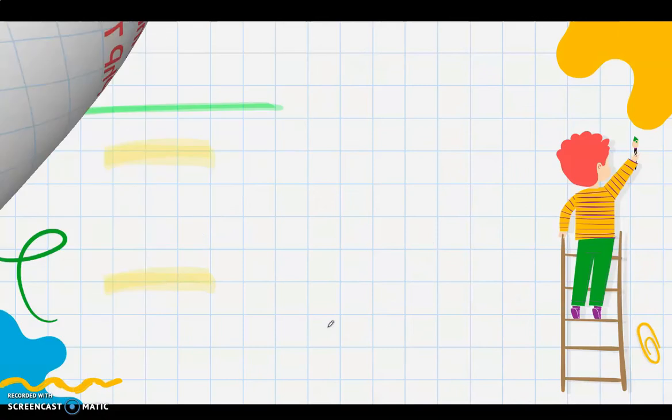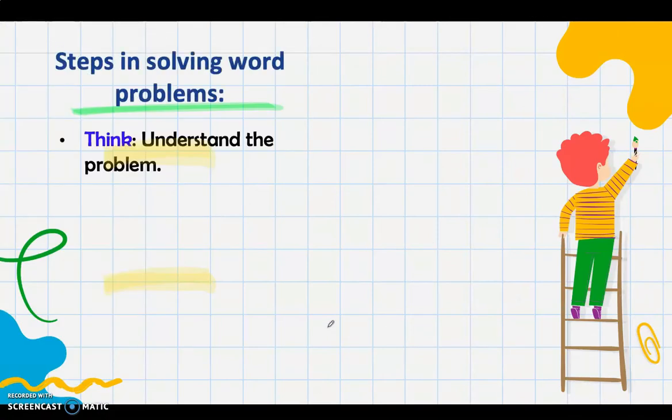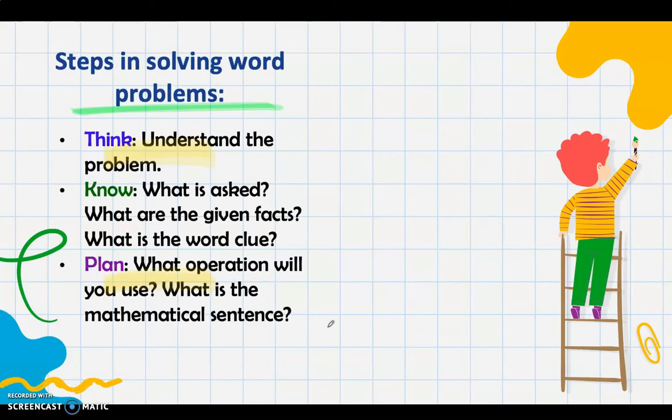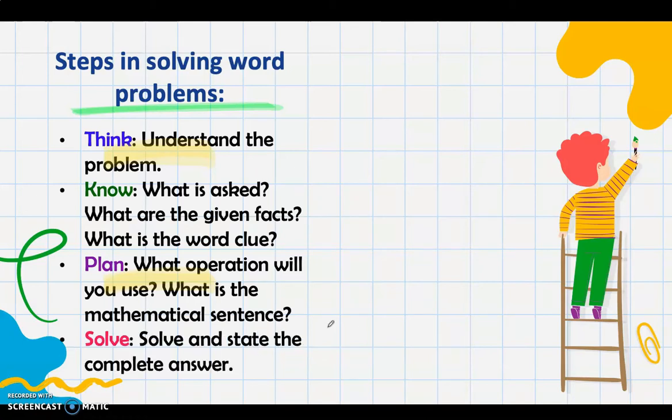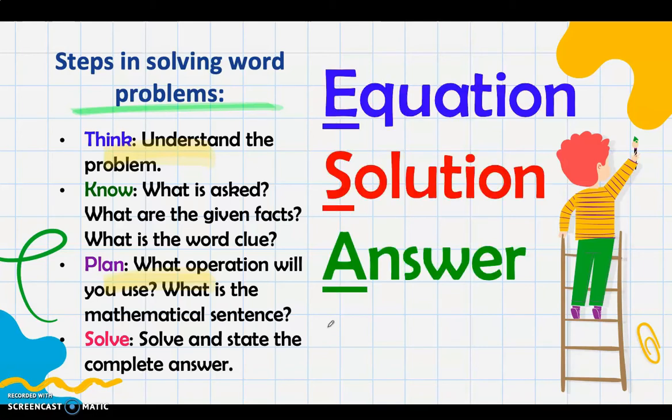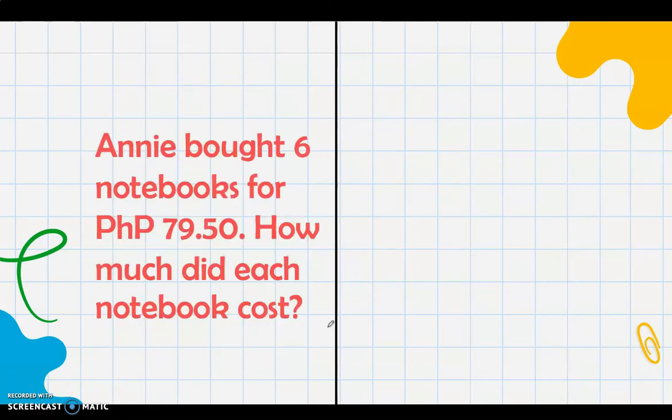So in solving a word problem, we already discussed this a lot of times, when you solve a word problem, you need to know what is asked, you need to plan how you are going to solve, and then solve it with your solution, and then state the complete answer. You always follow the formula: equation first. If it's a word problem, you put the equation, the solution, and then the answer. So let us answer the story problem.